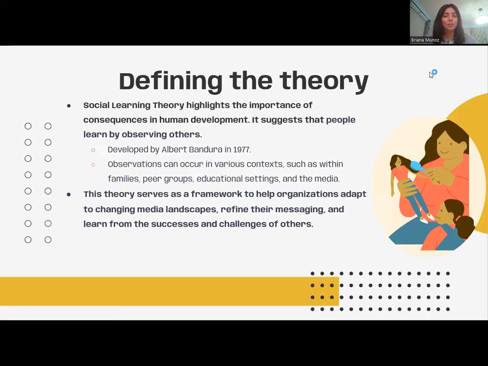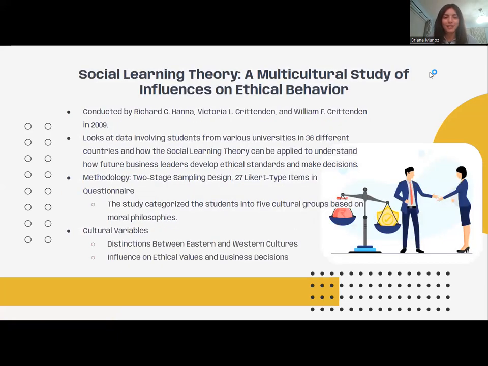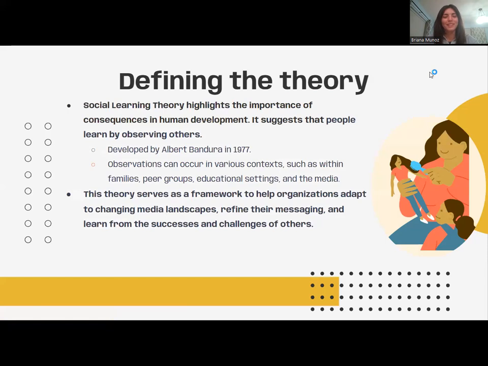The social learning theory was first introduced by Albert Bandura in 1977. The social learning theory asserts that humans, as social creatures, do not just acquire knowledge through direct experiences, but also by witnessing the experiences of others.